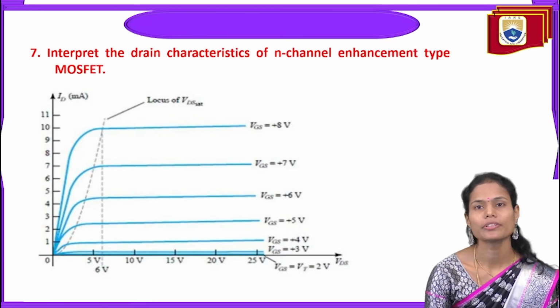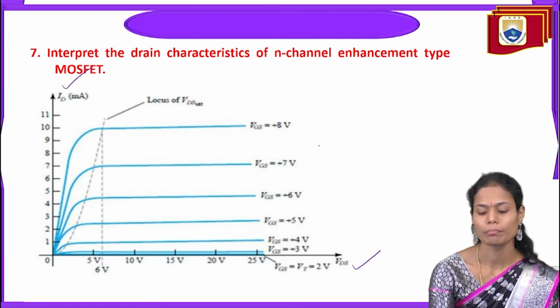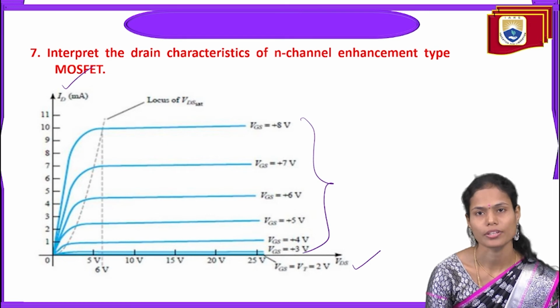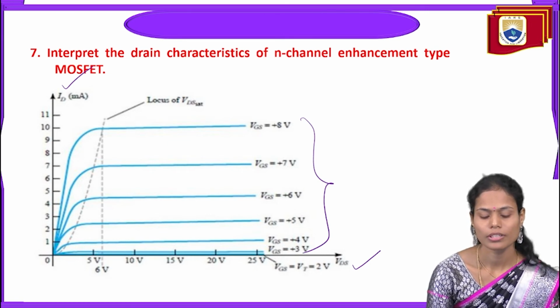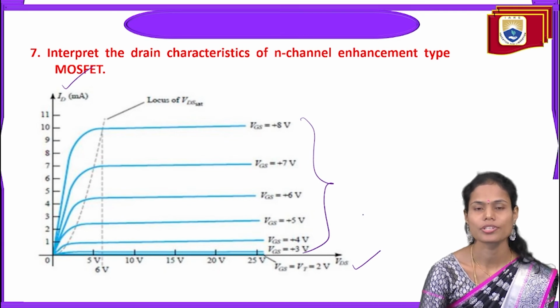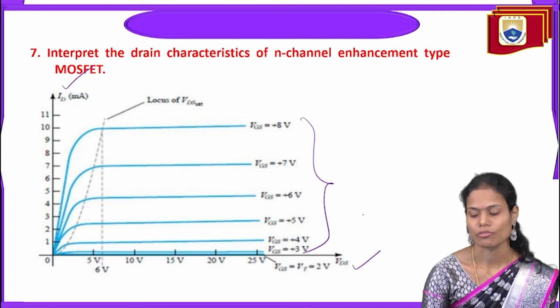And next, interpret the drain characteristics of N-channel enhancement type MOSFET. So this is the drain characteristics of the N-channel enhancement MOSFET, that is the VDS versus ID by maintaining the VGS values as constant here. So here also it will operate in three regions, that is cutoff region, saturation region and ohmic region. So we need to explain a few points related to those regions, as it is a short answer question.